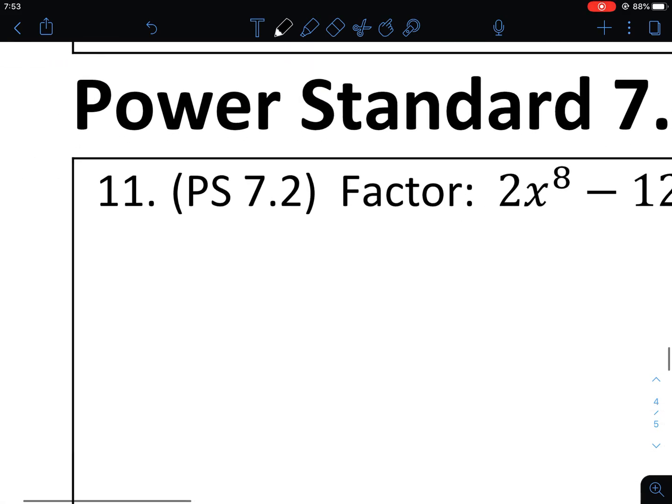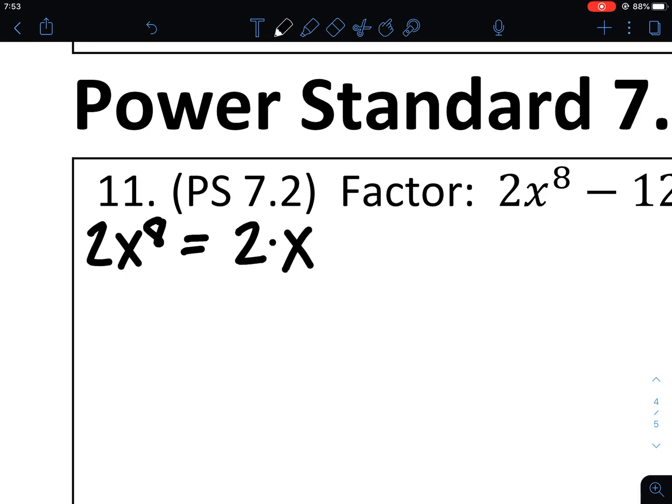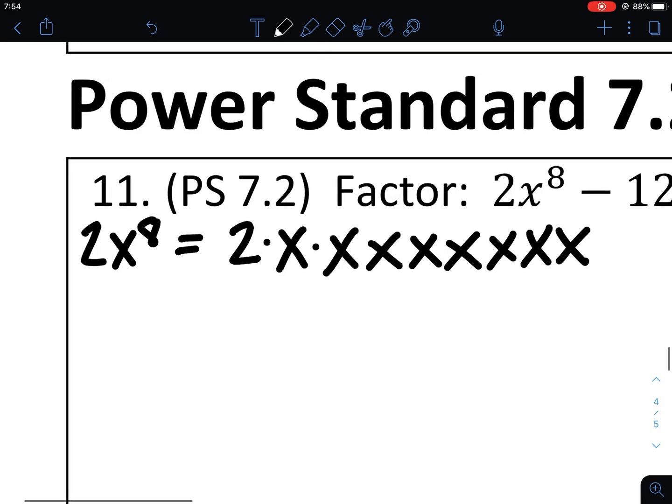factorization. Now, since 2 is a prime number, 2x to the 8th is 2. We don't have to worry about the 1. 1 is not prime, so it's just 2 times x 8 times. 1, 2, 3, 4, 5, 6, 7, 8.